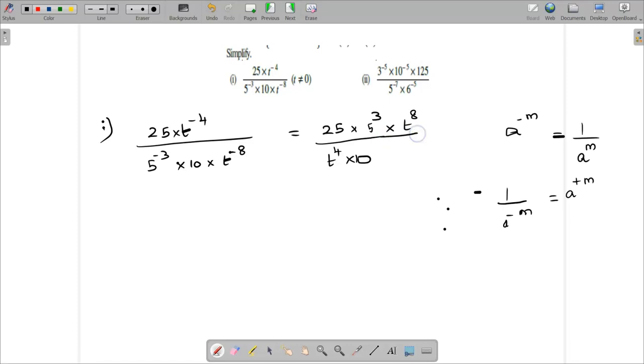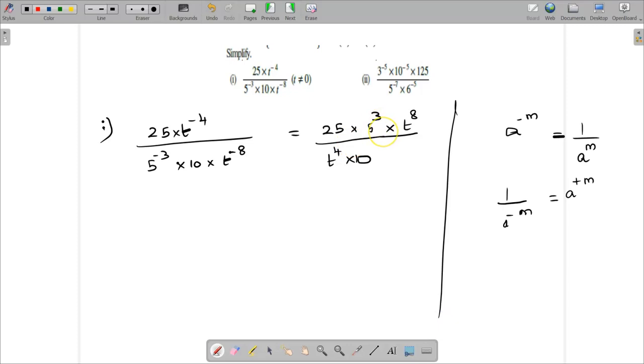So like this, first convert your negative powers into positive power terms. So we have 25 as it is. This t power minus 4, when it goes to the denominator it becomes t power plus 4. This 10 will remain as it is, and then t power minus 8, when it goes to the numerator it becomes t power plus 8.